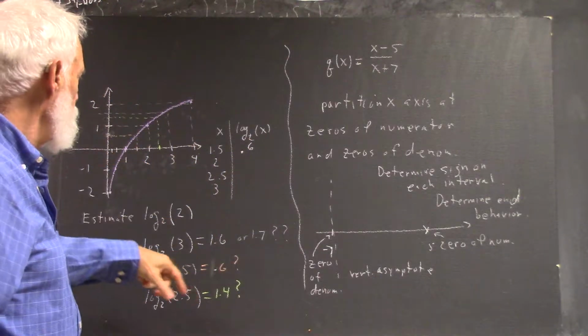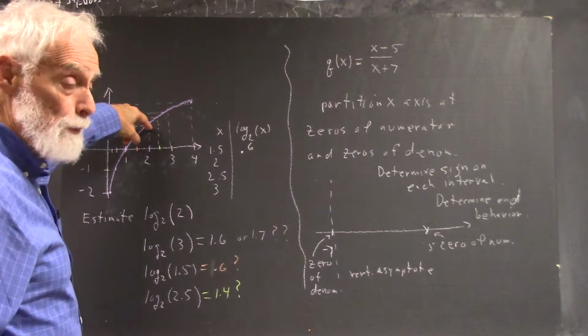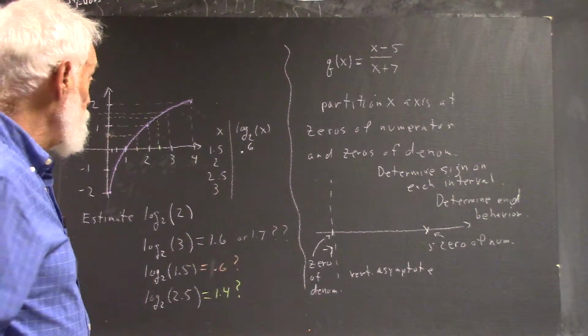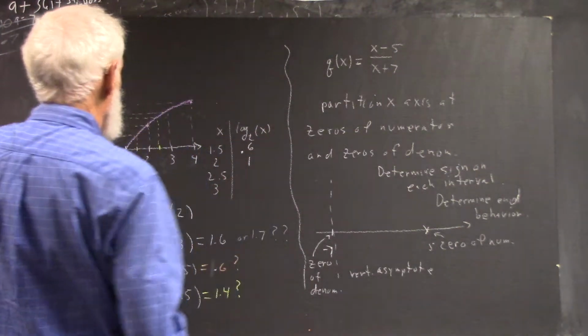Log base 2 of 2, well, it's kind of a no-brainer because that leads to a point directly on the graph, one of the points that we plot when we plot the basic function. And that's going to give us 1. Log base 2 of 2 is 1.